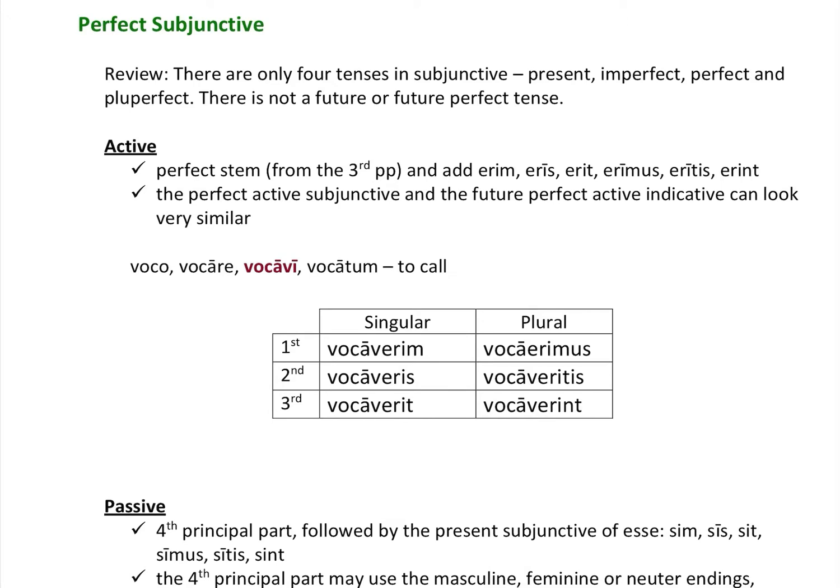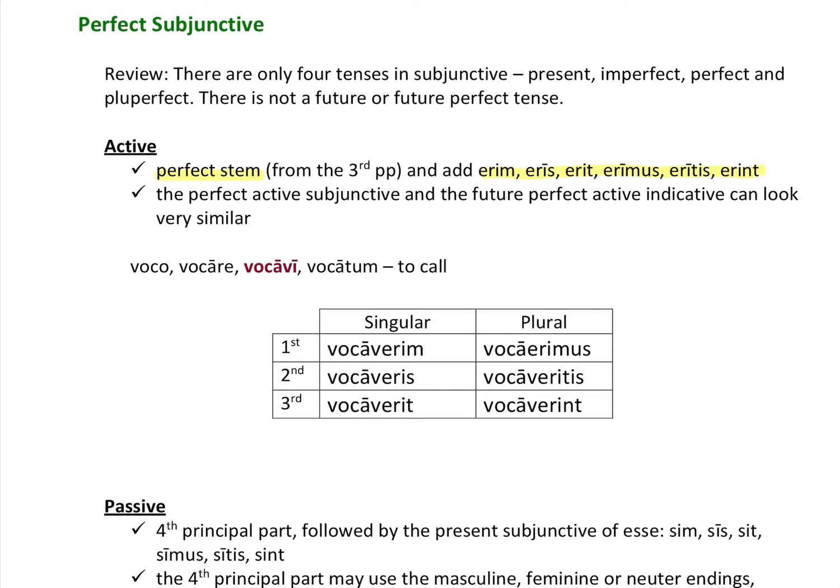and the pluperfect. Let's start with the perfect subjunctive and active. How you form it is you take the perfect stem, and that comes from the third, of course, it's the third principal part, and add -erim, -eris, -erit, -erimus, -eritis, -erint. Be careful, because the perfect active subjunctive and the future perfect active indicative can look very similar.